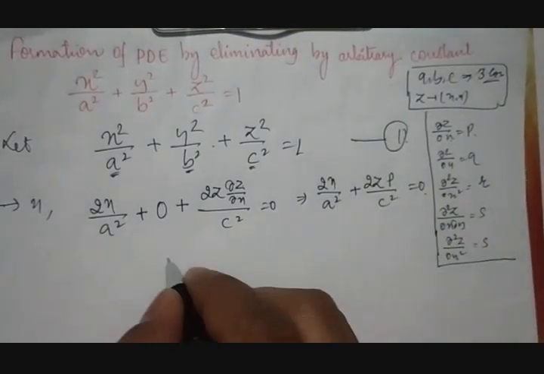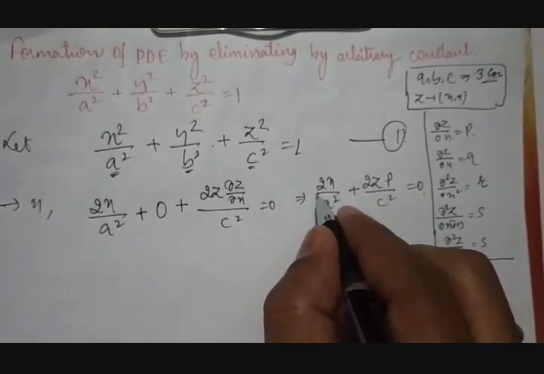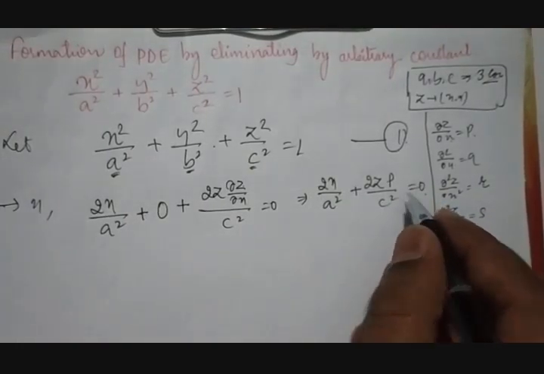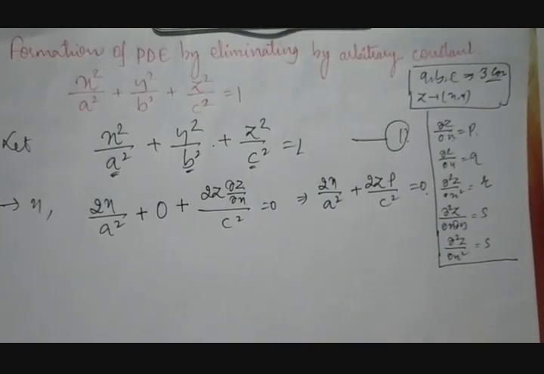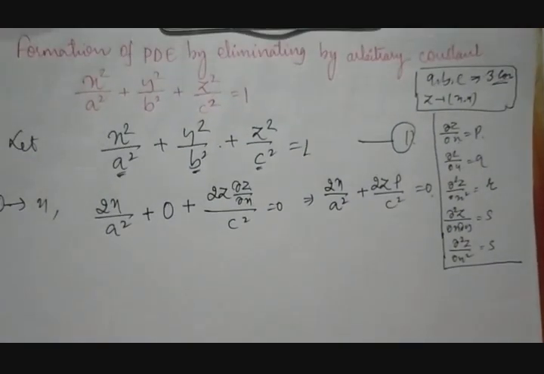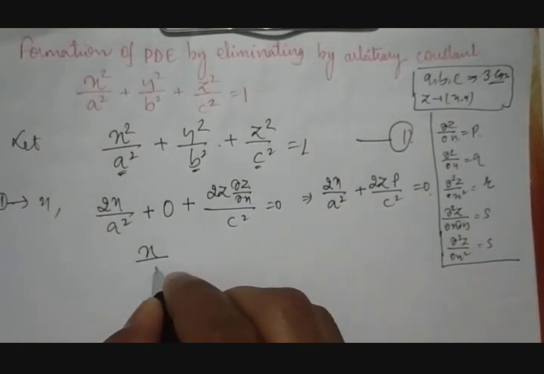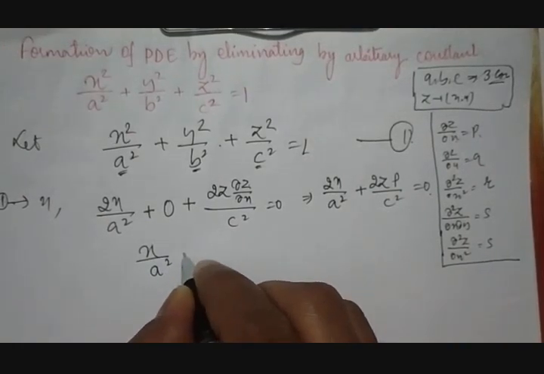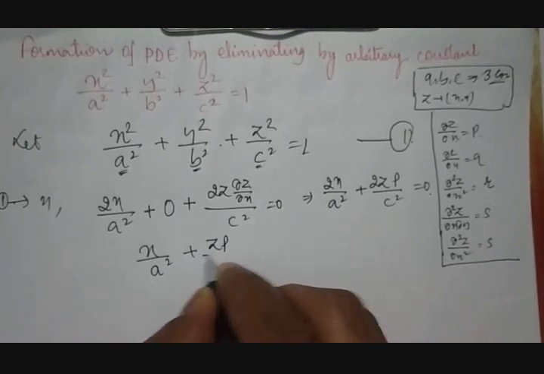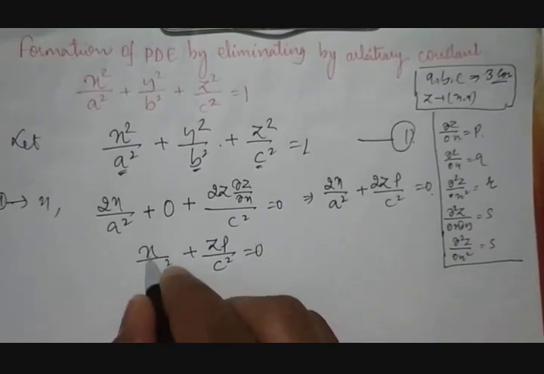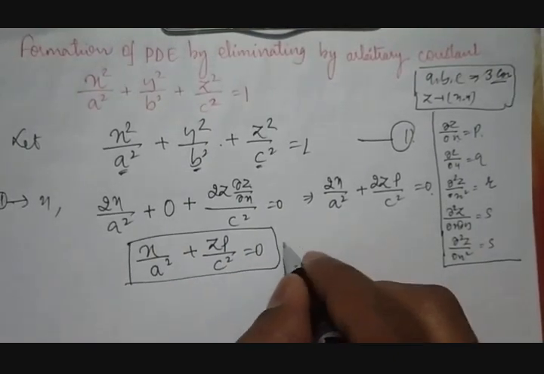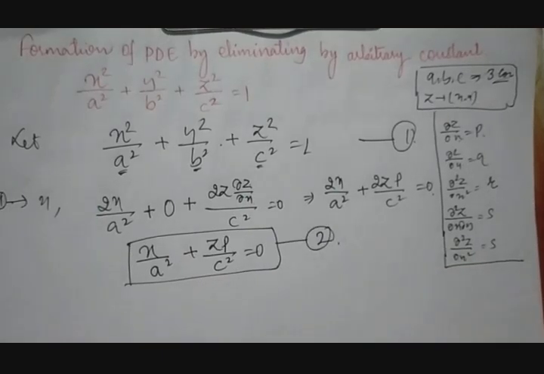Or else we can take 2 as a common term and send it to the other end, so it becomes 0. Then it becomes x divided by a square plus zp divided by c square equal to 0. I'll call it equation number 2.